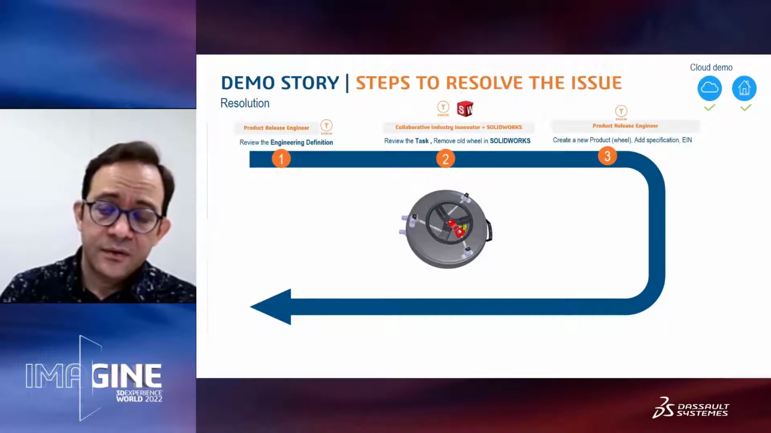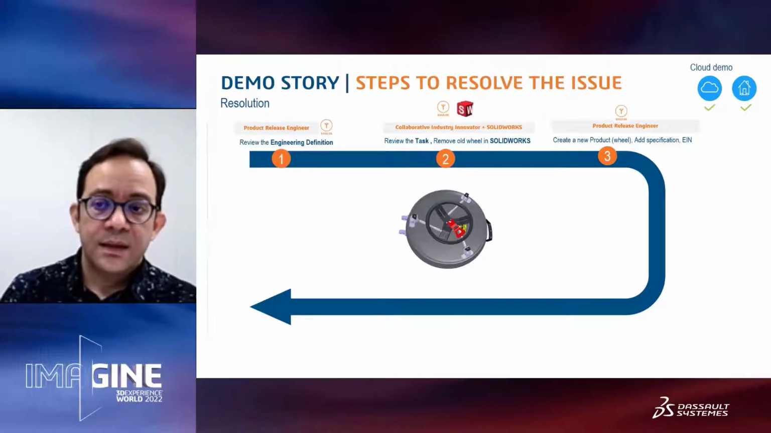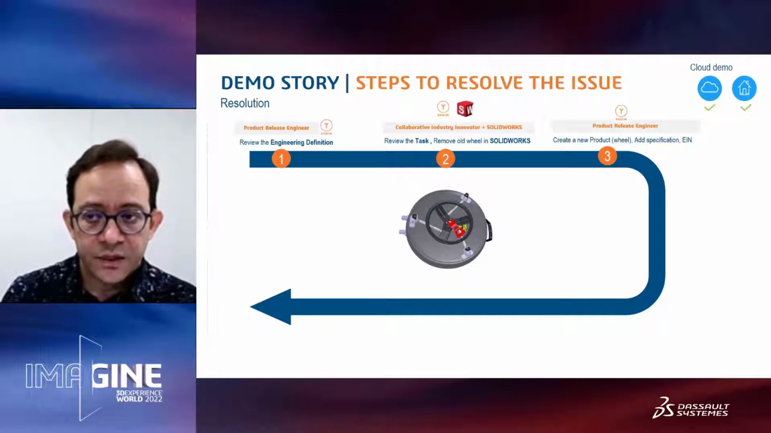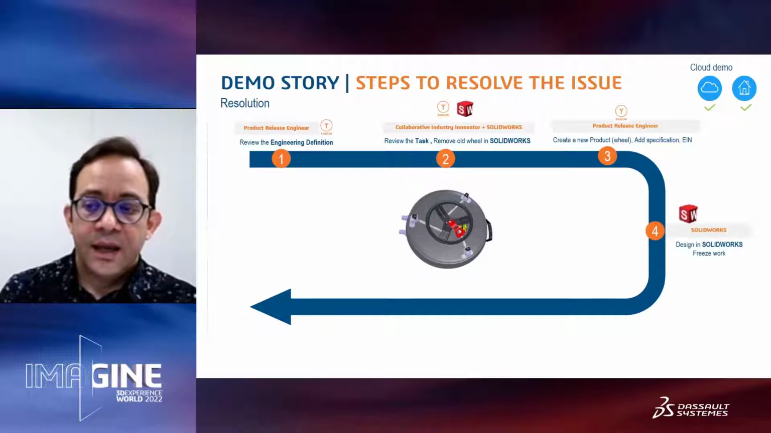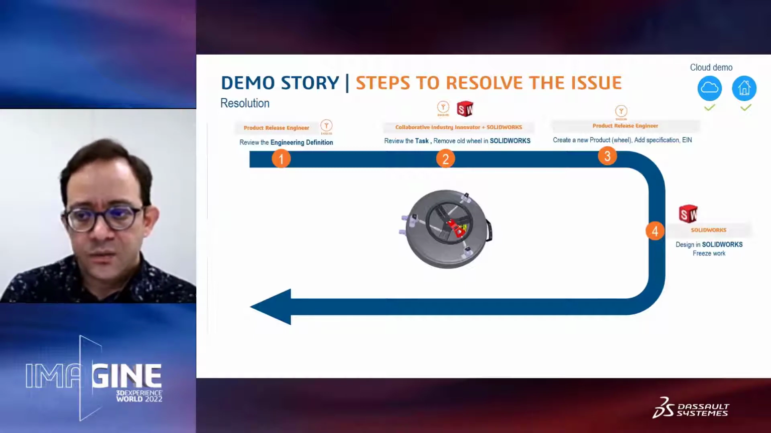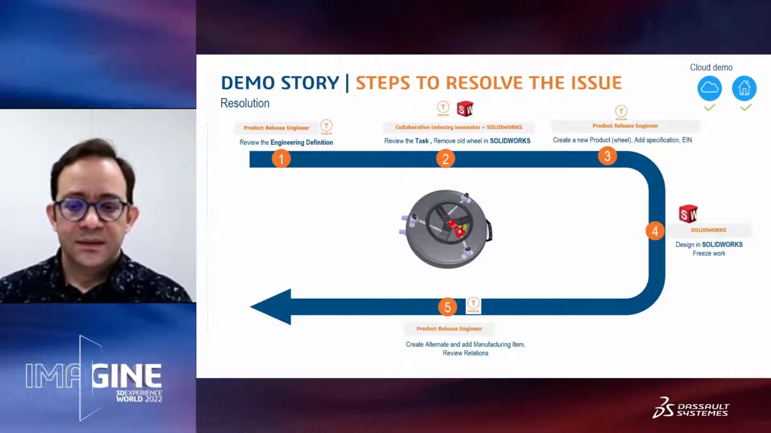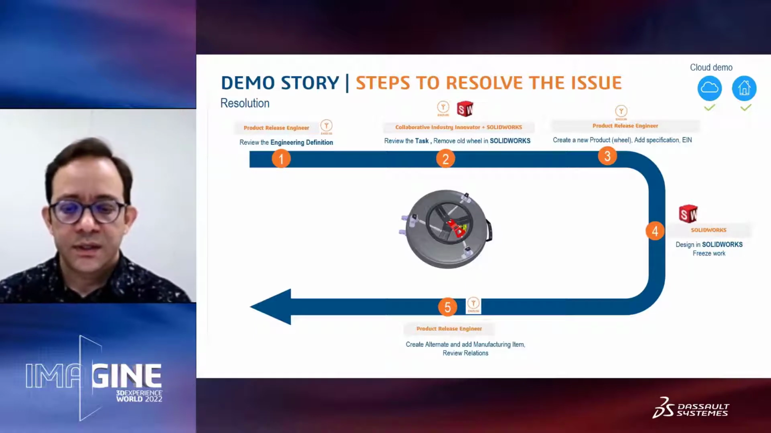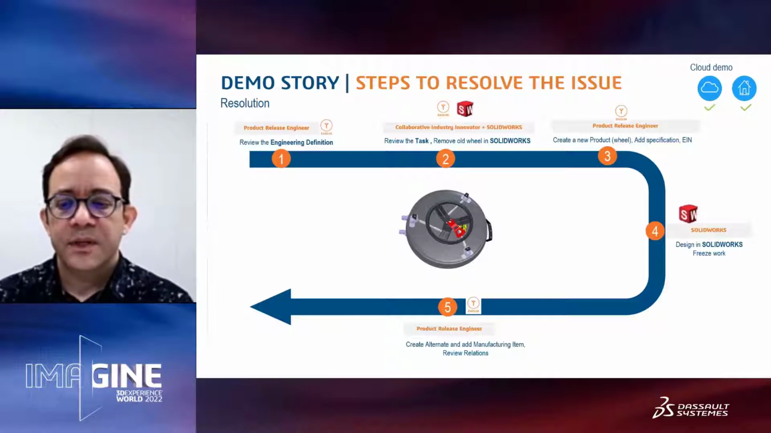And we will see that from the web, from the product release engineer role, Rick will add the new wheel without any geometry. He will add some more specifications and an enterprise item number. And finally, in SolidWorks, we will see exactly the same wheel. Then he will create the 3D geometry. And once he finalizes the work, he will freeze the work. Then I will take the same wheel, and I will add some more engineering definitions. So it's going to be the alternate components and the manufacturing item.